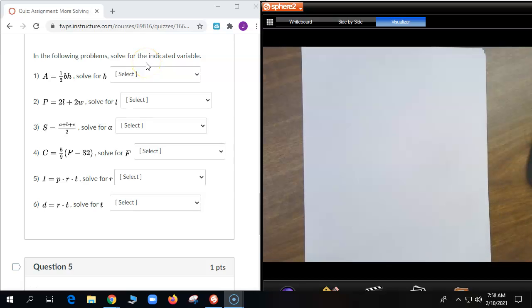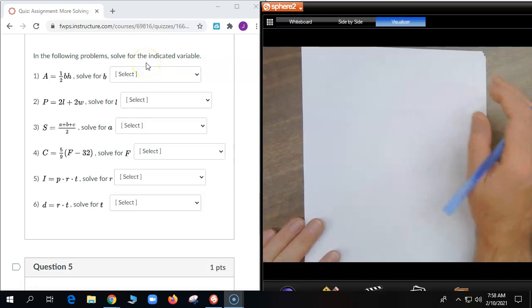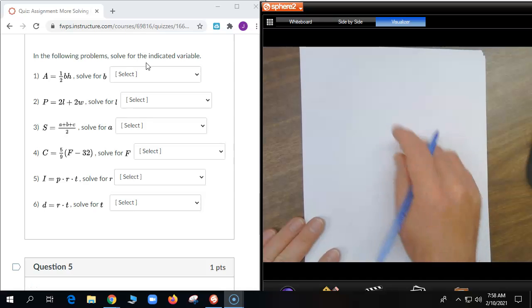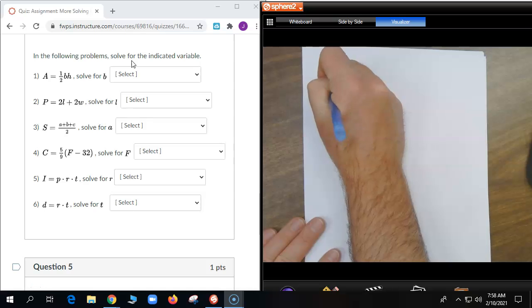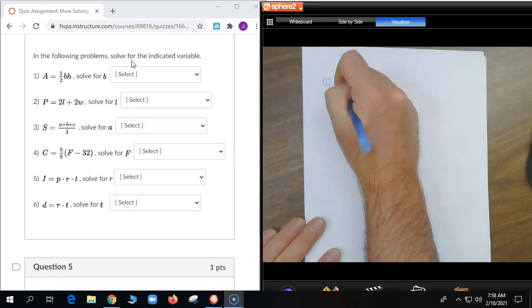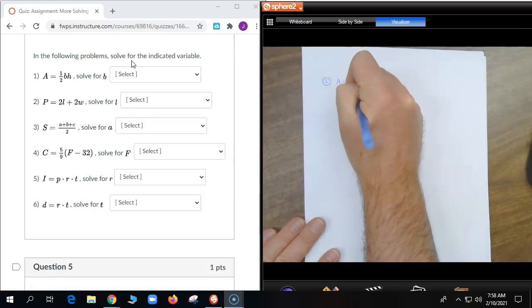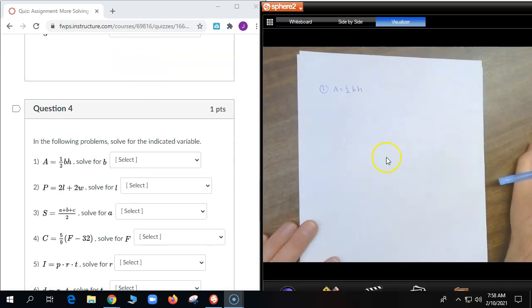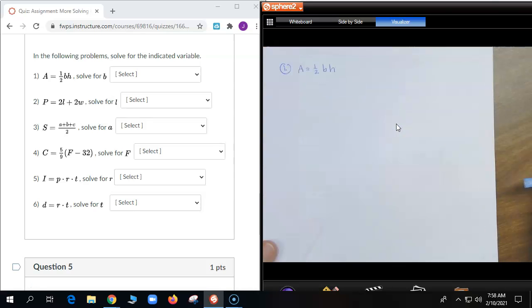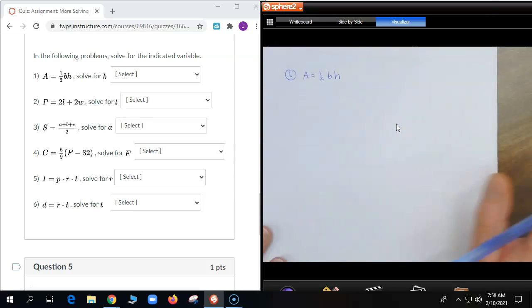All right, algebra. These problems are a little tough, so we're going to go over them on paper, and then you can see why I'm choosing the answers that I'm choosing. Let's look at problem number 1, where we have A equals 1/2 BH. For this first problem, the letter we're solving for is B, so I want to get B by itself.